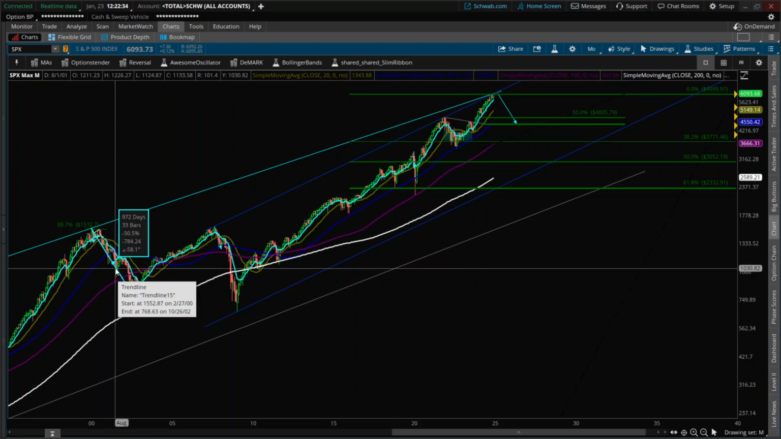So if we compare this, we have about 33 monthly trading bars. That takes us to about 50%. So that's nearly, let's call it, 2.5 years of decline. It's a long time.